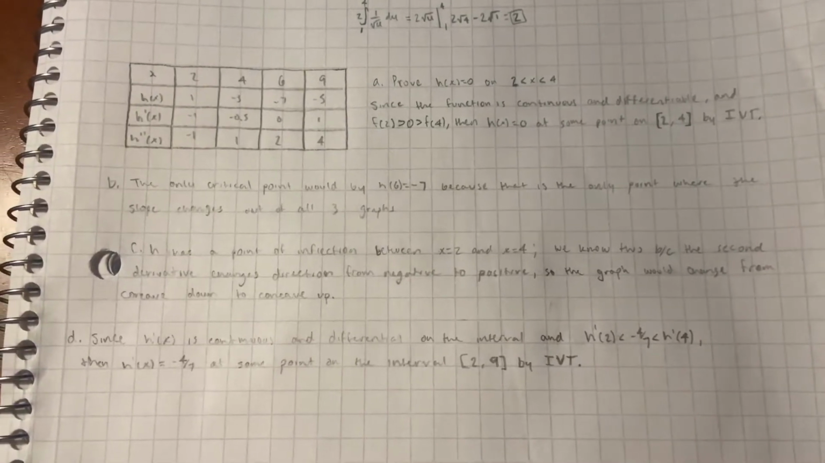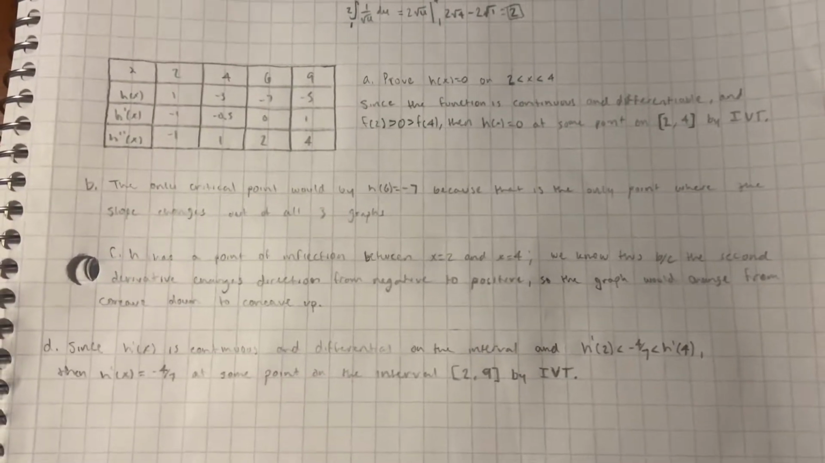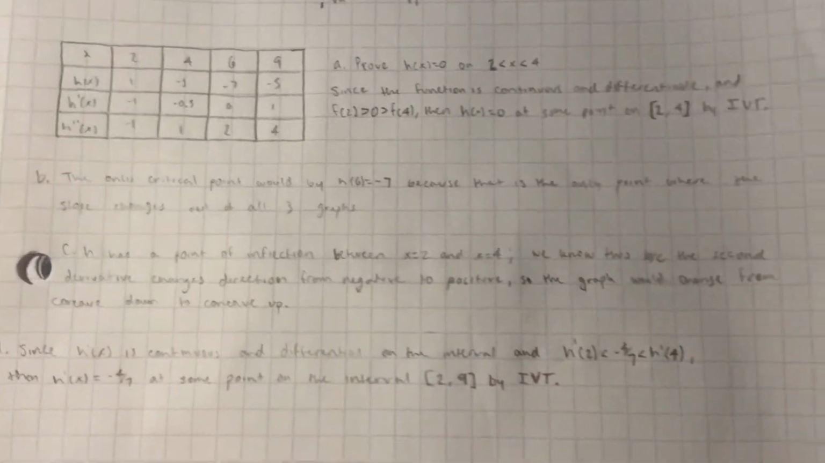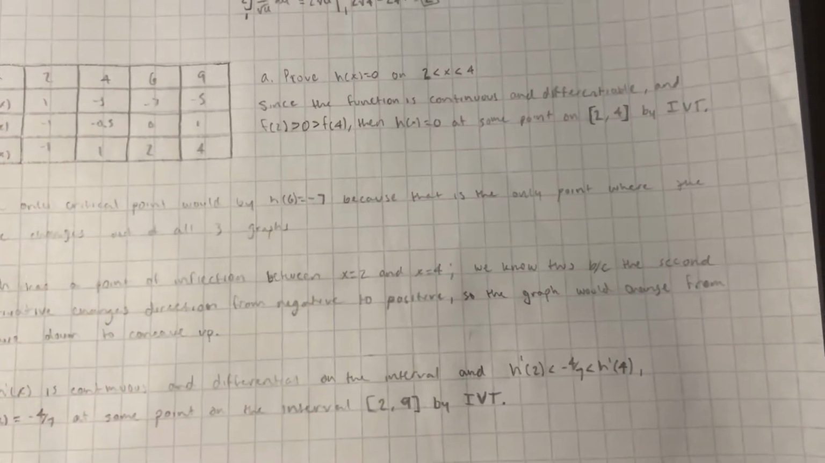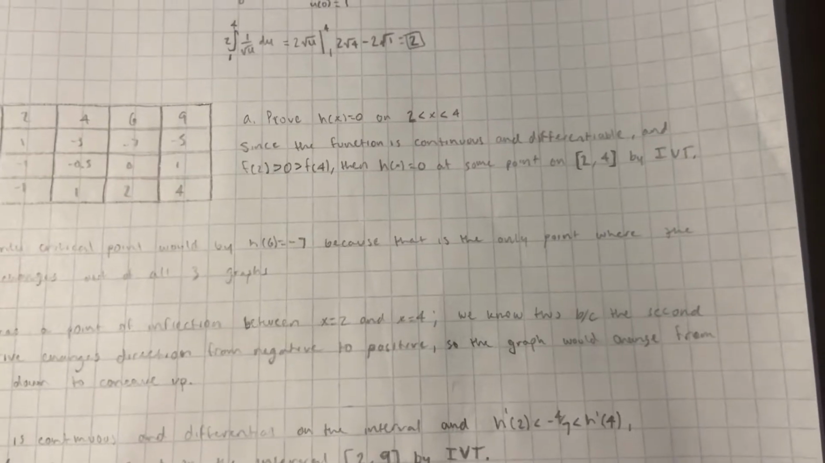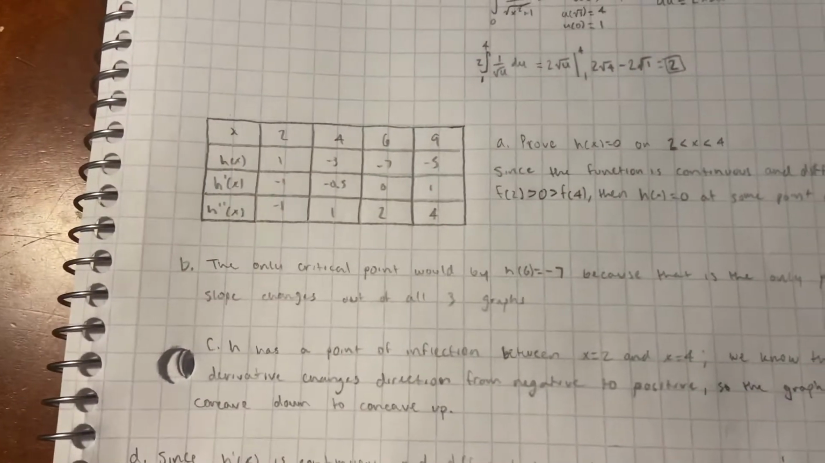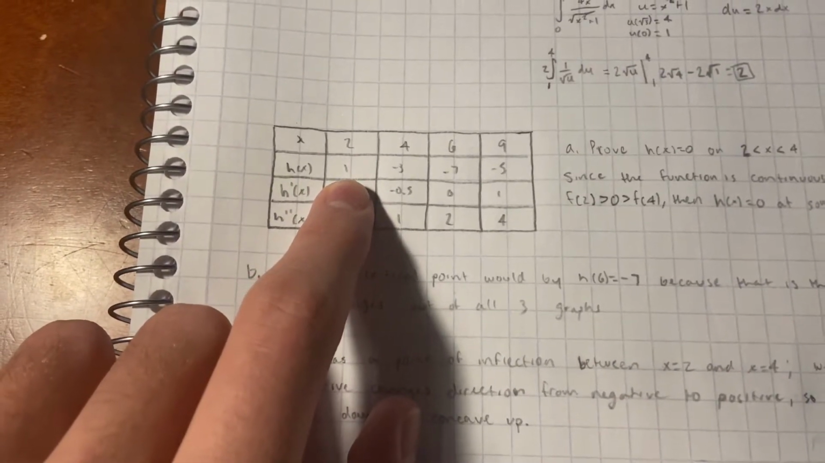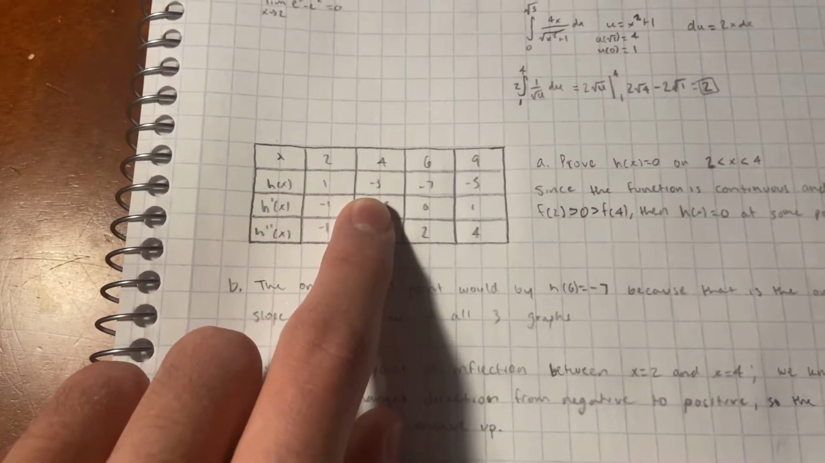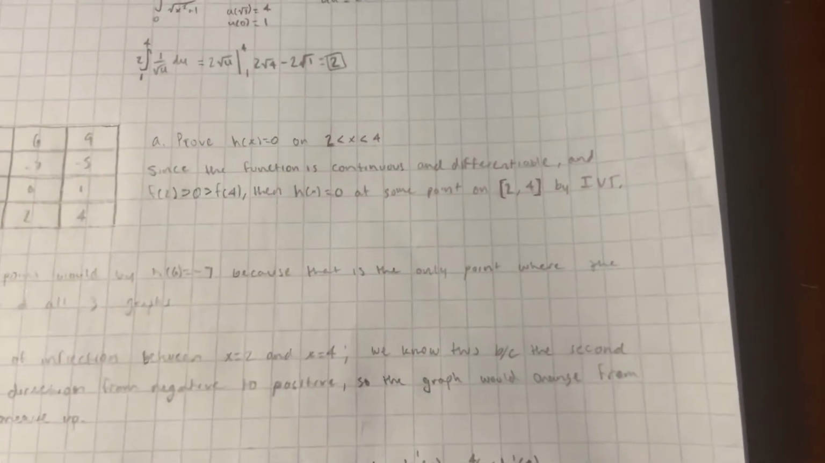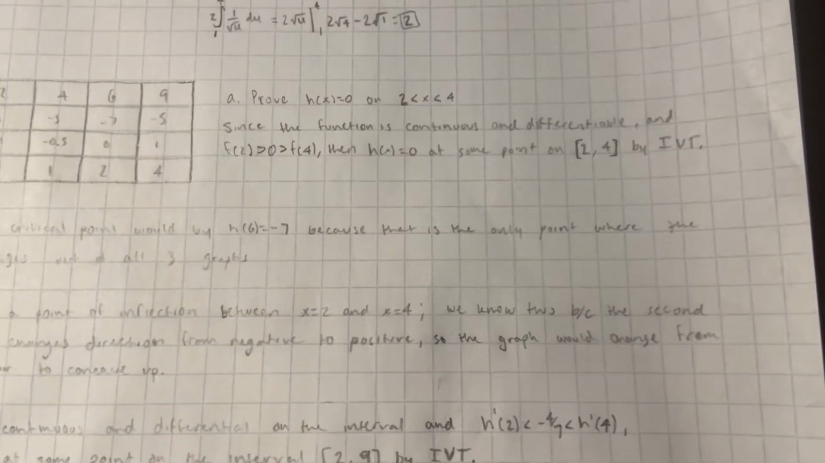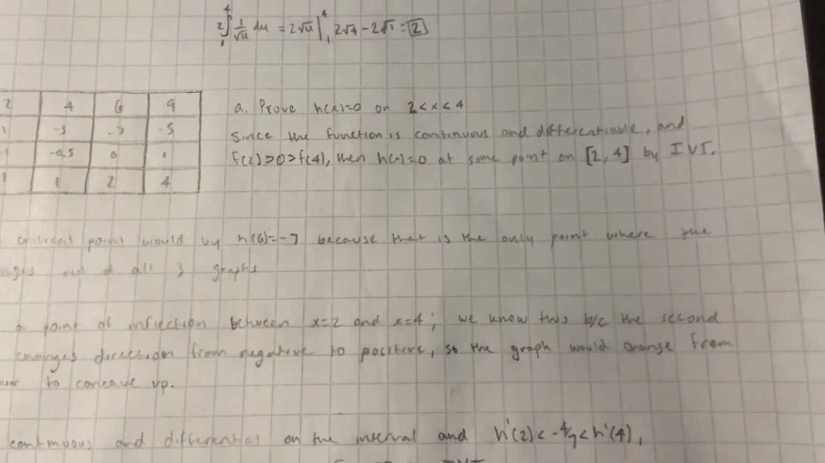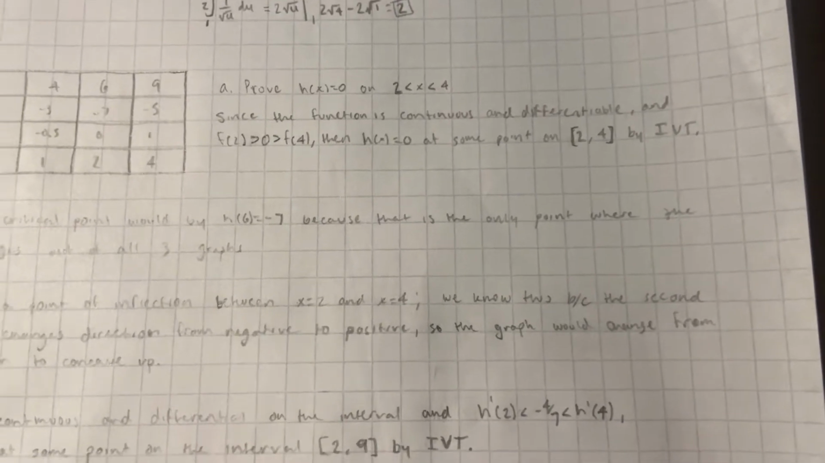The last question is several parts, and it gives us a table. The first part is asking us to prove that h of x equals 0 on the interval 2 to 4. And looking at the table, we see that h of 2 is 1 and h of 4 is -3. So we could say that since the function is continuous and differentiable and h of 2 is greater than 0 and 0 is greater than h of 4, then h of x equals 0 at some point on the closed interval 2 to 4 by the Intermediate Value Theorem.